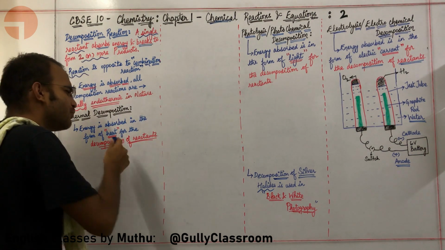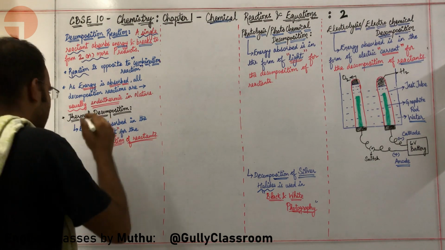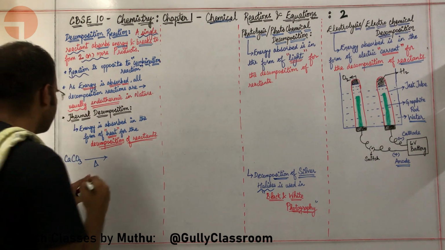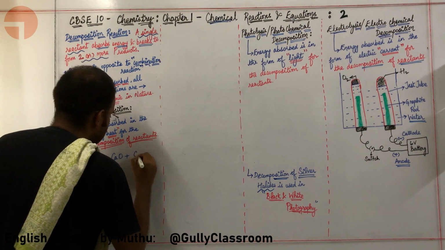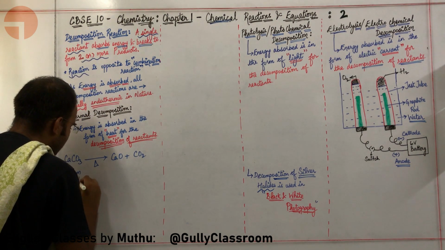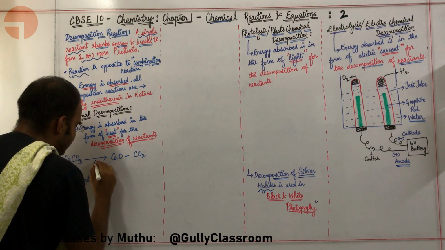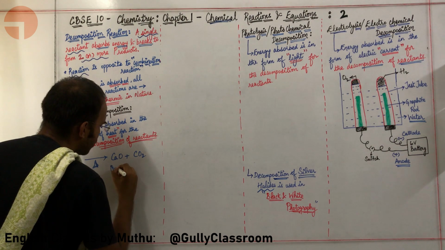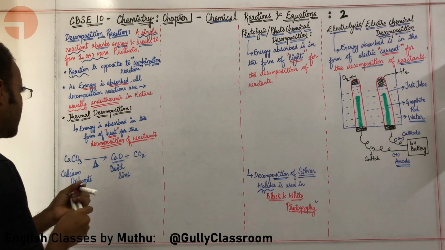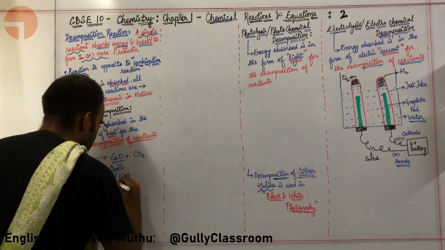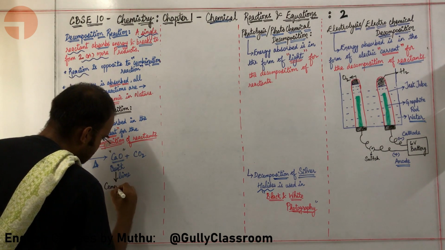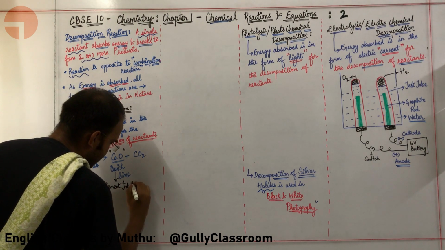Okay, sir. Let us go for some examples based on this particular idea. CaCO3, calcium carbonate, when heat is given, forms CaO plus CO2. This delta represents that heat is given to the reaction. What is CaO? CaO is nothing but quicklime. What is one of the most important applications of CaO? CaO, quicklime or calcium oxide, is used extensively in the cement industry.